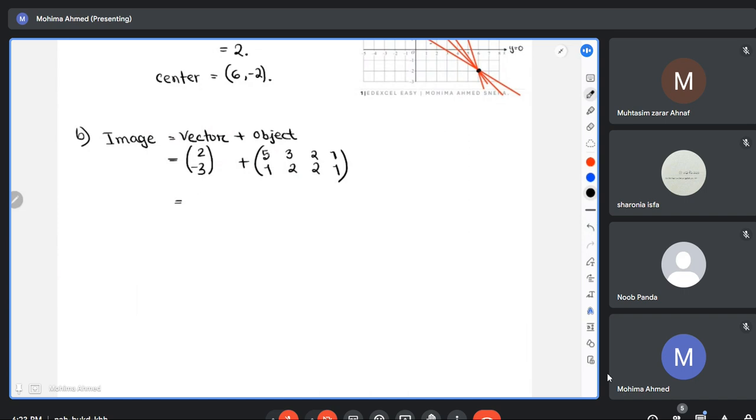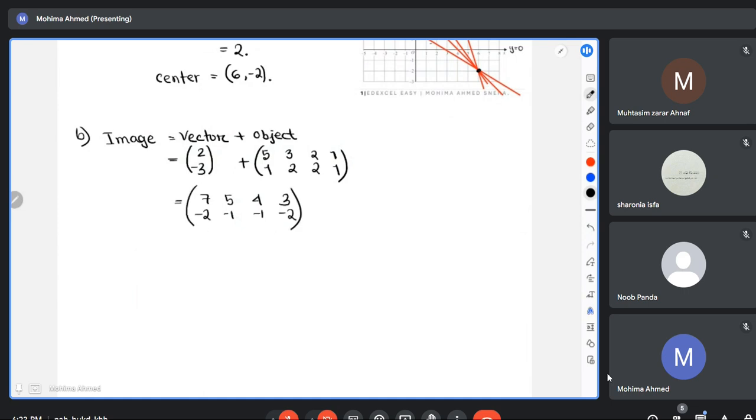Now you're going to add this (2, -3) with all the 4 coordinates of the object. 2 plus 5 is going to be 7, 2 plus 3 is 5, 2 plus 2 is 4, 2 plus 1 is 3. So for all the x-axis you get 7, 5, 4, 3. And for the y-axis, minus 3 plus 1 is going to be minus 2, minus 3 plus 2 is going to be minus 1, minus 1, minus 2. So these are the coordinates for your trapezium A.